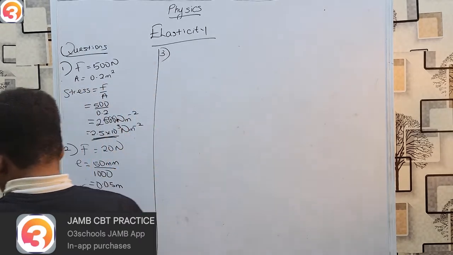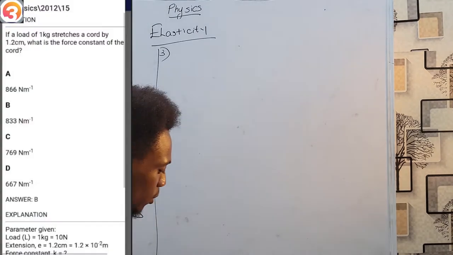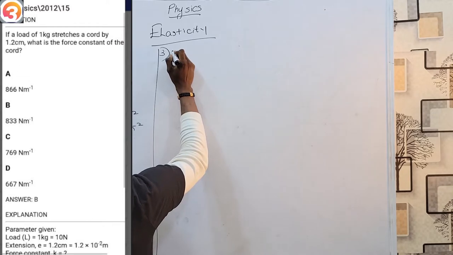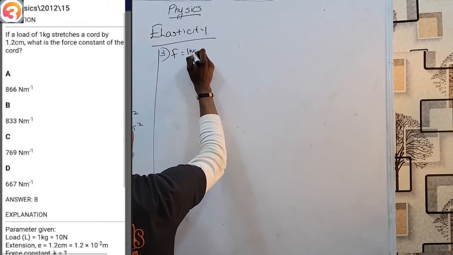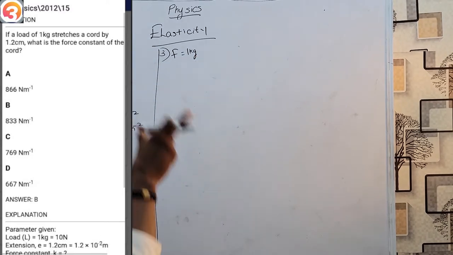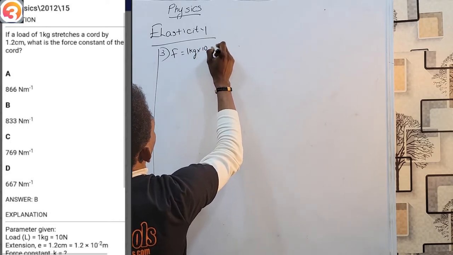Question 3 from the year 2012. And now this is question 15. If a load of 1 kg. Now, this is a little bit tricky. The load is our force, obviously. And we're told it's 1 kg. But we know we cannot use this 1 kg. Therefore, if the load must be vertical, then the weight will be mg, times 10.